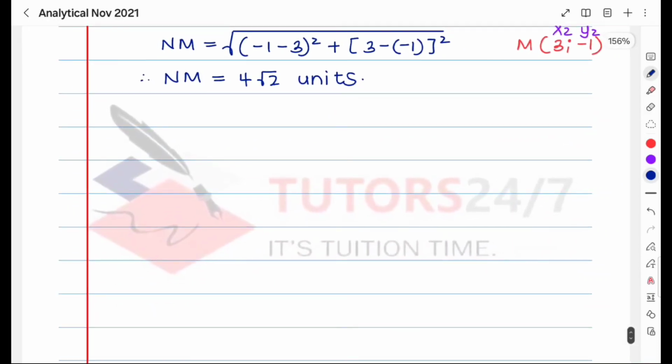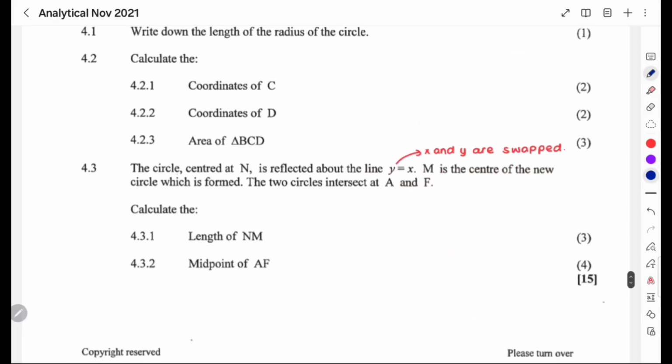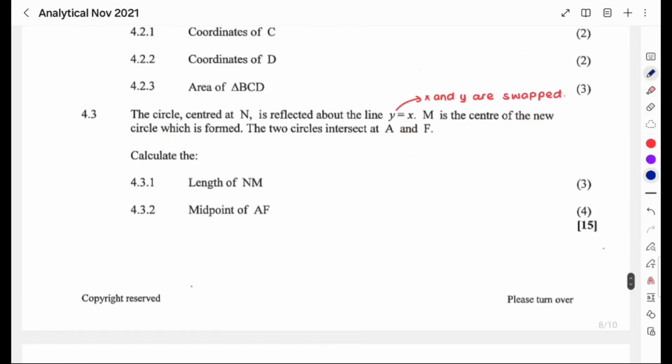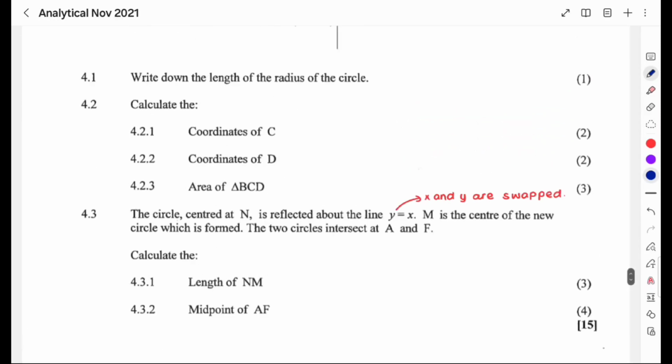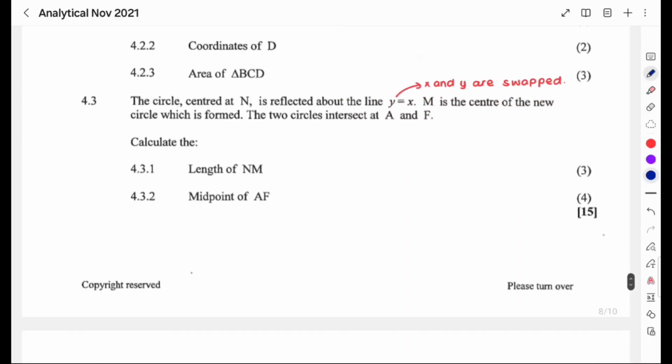Lastly, let us have a look at question 4.3.2. Question 4.3.2, calculate the midpoint of AF. So please keep in mind, in order to calculate the midpoint of AF, we need the coordinates of A and F. So let's go back. On our diagram, we have the coordinate of A. However, we do not have the coordinate of F. So let's have a look.